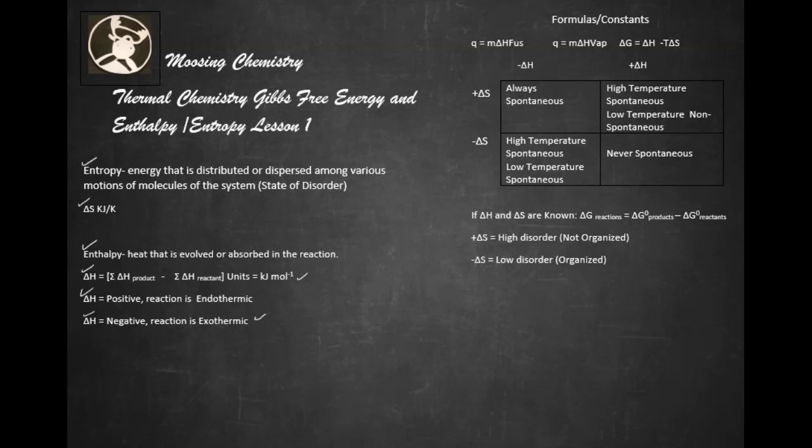Okay, now a couple things. Some formulas that we use are Q equals mass times delta H fus, which is delta H fusion, and also Q equals mass times delta H vaporization, or vap. Gibbs free energy itself, the equation is delta G equals delta H minus T delta S. And that's one of the Gibbs formulas. There's another one out there too.